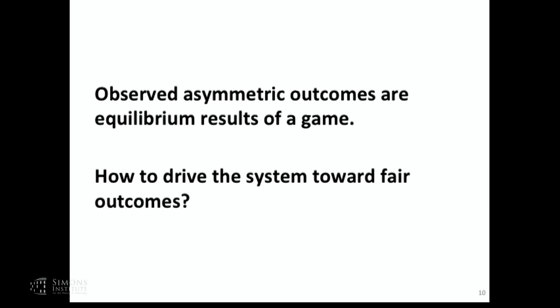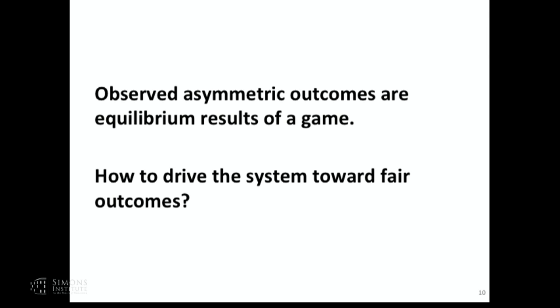So we can think about the observed asymmetric outcomes as the equilibrium result of a dynamic game. And what we observed as discrepancy is essentially saying that the game reaches an equilibrium point, and it's very difficult for an individual to deviate from that equilibrium. So this is from a game theoretic perspective, trying to think about the problem.